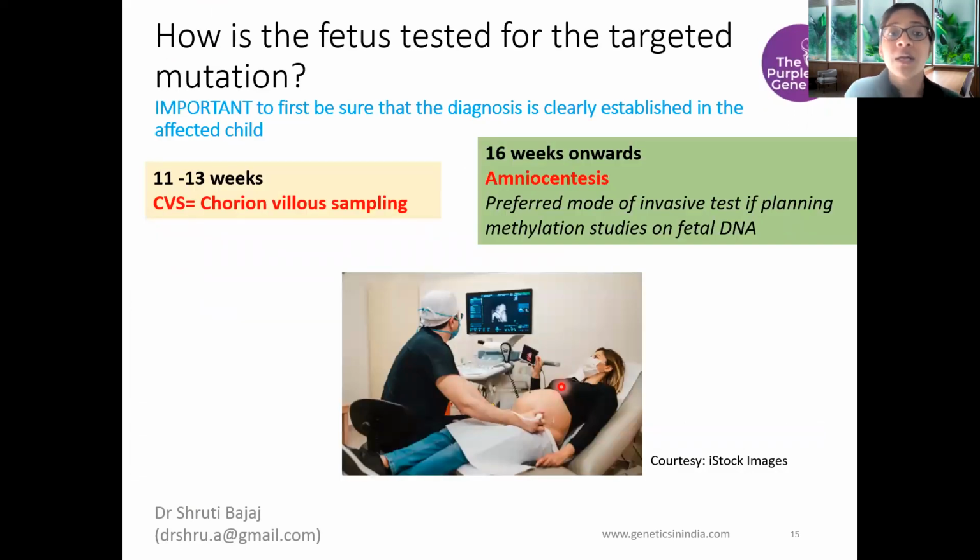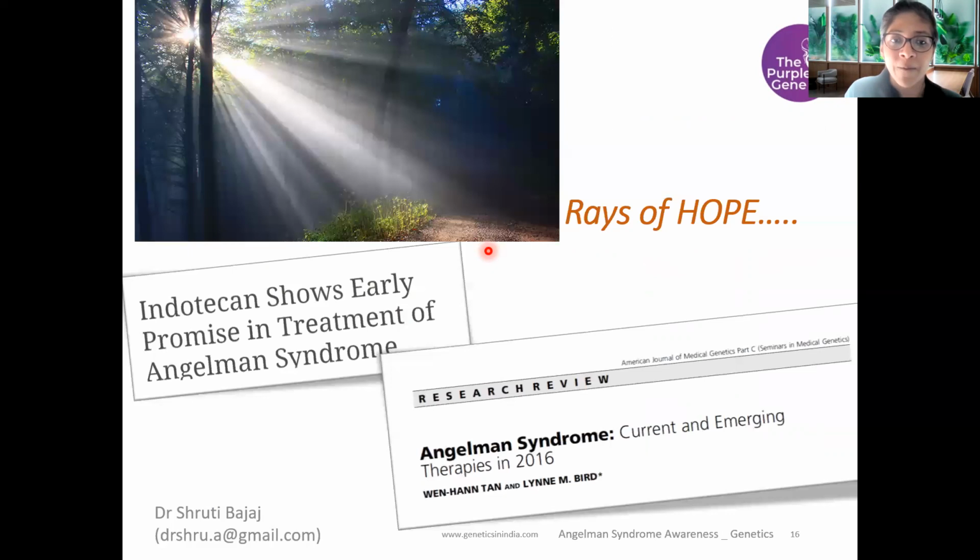Again, you first have to be sure of the genetic diagnosis in the affected child. Once that is established, we can then draw out material from the womb, either the placental tissue at 11 to 13 weeks or the amniotic fluid at 16 weeks of gestation through amniocentesis. From this, the fetal DNA is extracted, and this fetal DNA is subjected to genetic testing to know whether the baby inside the womb is affected with Angelman syndrome or not. In regards to Angelman syndrome, if you plan to do the methylation test on the fetal DNA, it is noteworthy that amniocentesis is a better test as compared to chorion villus sampling.